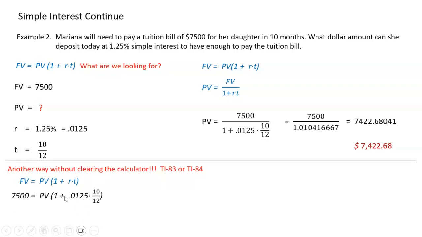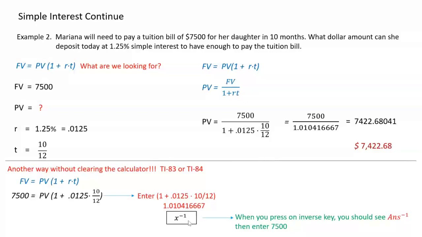Now, I'm going to plug this into the calculator, guys, just the way it is: 1 plus 0.0125 times 10 divided by 12. Then when you enter, you're going to get 1.1041667. If you notice, it's the same thing as what's here in the bottom. But now I'm going to multiply it by the inverse. So you're going to hit the inverse key in the calculator. Once you hit that, this is what you see: answer to the power of -1, which means the inverse. And then you enter the 7,500 and you get your answer. And that's the result.